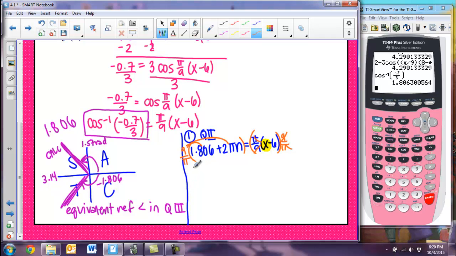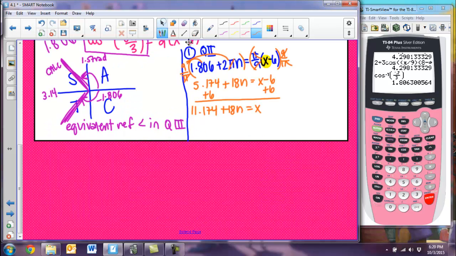Using my calculator, I'd find out that this is 5.174. If I distribute this 9 over pi to the 2 pi n, the pi's go away, so I'm just left with 9 times 2, which is 18. That's how I find the next interval, and that would give me x minus 6, whatever was left in my parentheses. Using algebra, just add 6 to both sides, remembering that with 18n you can't add the 6 to that, so I'm going to add it to my 5.174, and that gets me my first general solution. So that's your first general solution.